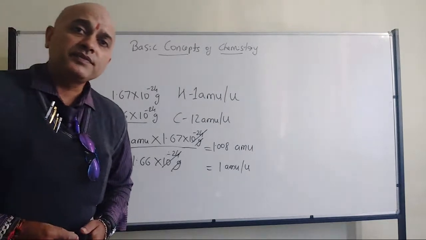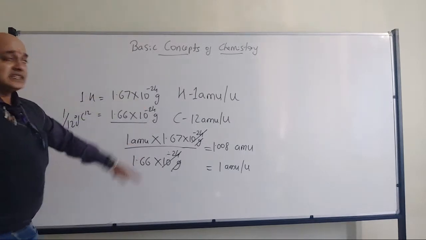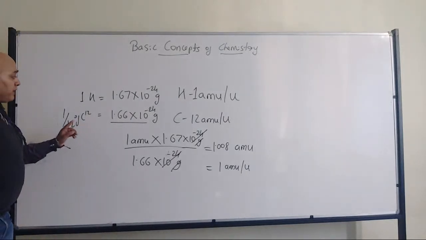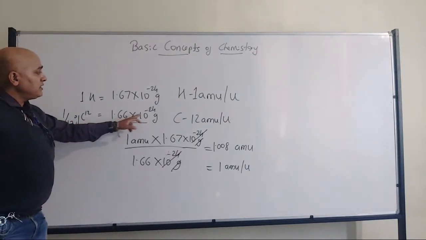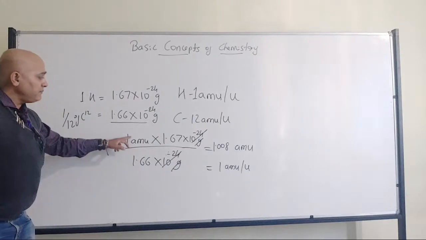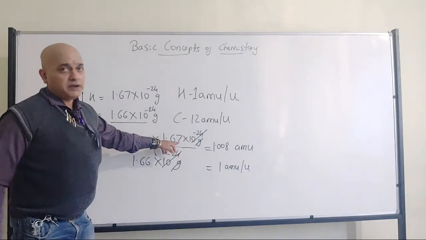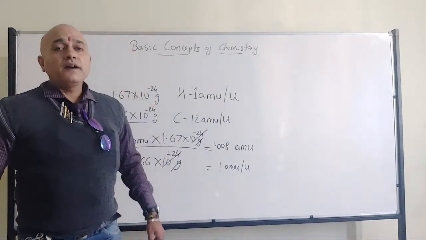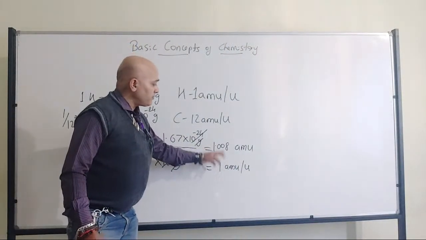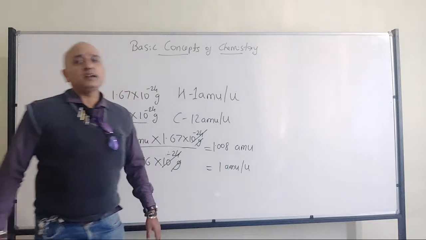Got my point? That is because one hydrogen atom is approximately 1.67 into 10 to the power of minus 24 gram. In the same way, 1/12th of carbon 12 isotope will have this much gram. That is nothing but 1 atomic mass unit. Therefore, for these many gram, it is 1 atomic mass unit. For these many gram, how many atomic mass unit will it be? So we will get the answer as 1 atomic mass unit. Okay? So this is called rounding off. Instead of writing 1.008, we will round it off as 1.